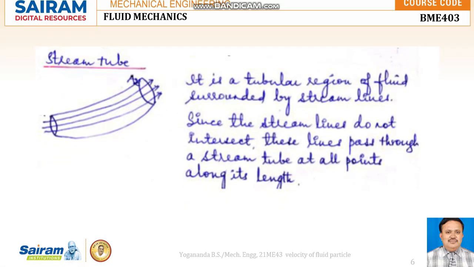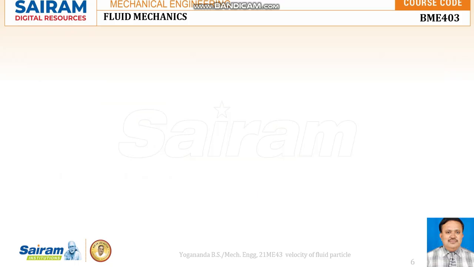Stream tube. So it is the imaginary tubular region of the fluid surrounded by the streamlines. So streamlines are shown inside this imaginary tube. So they are parallel to each other. So the streamlines do not intersect each other. These lines will pass through the stream tube at all points along its length. So stream tube is the tubular region of the fluid surrounded by the streamlines.